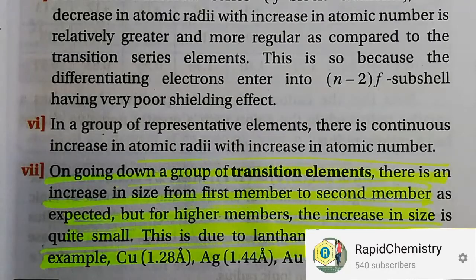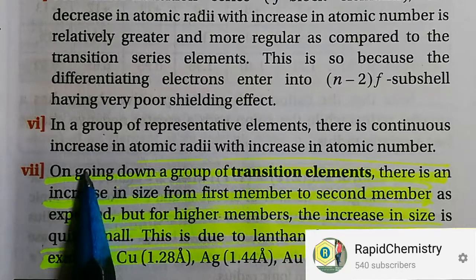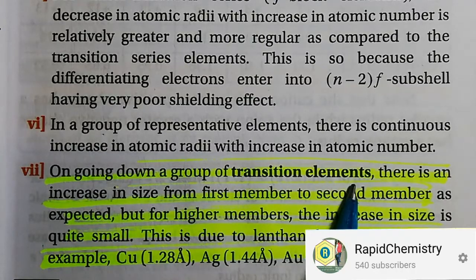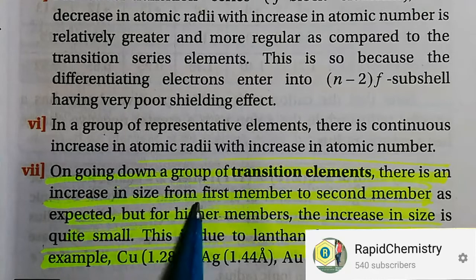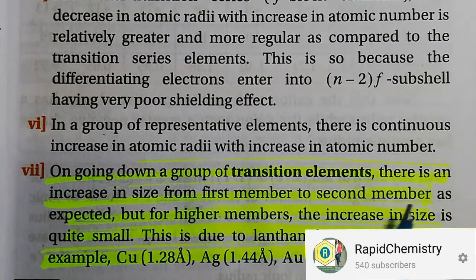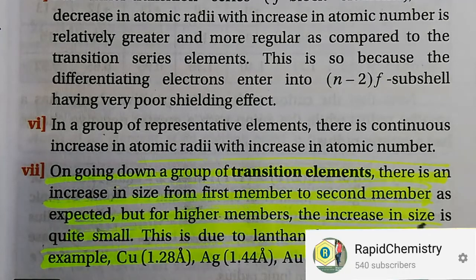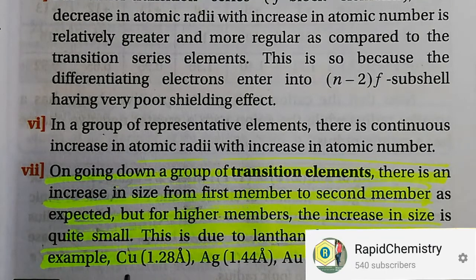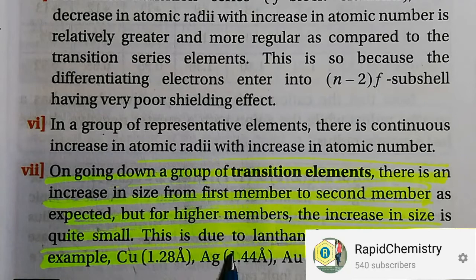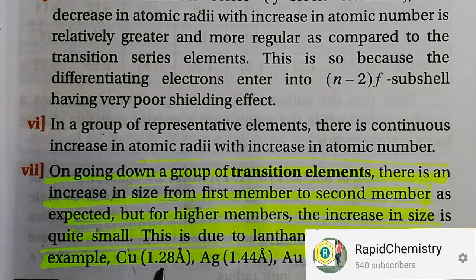And here is one of the most important points. On going down a group of transition elements, there is an increase in size from the first member to the second member as expected, but for higher members the increase in size is quite small, and this is due to lanthanide contraction. For example, copper, silver and gold, you will see that the increase is not so prominent here.